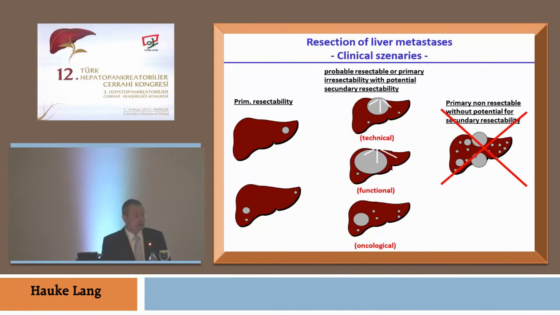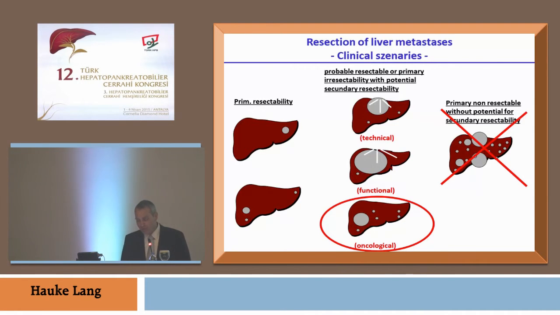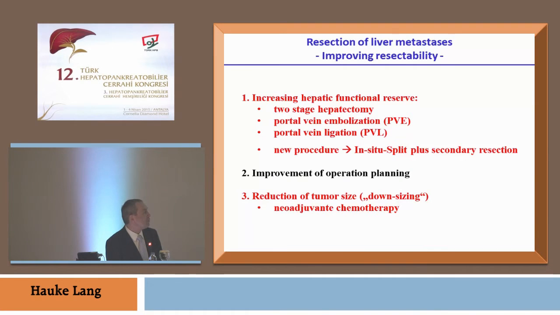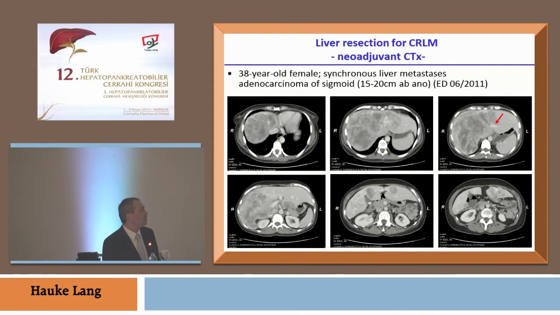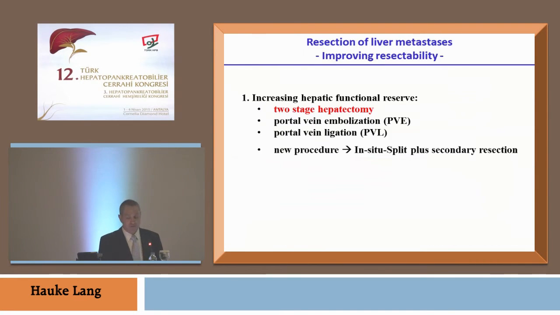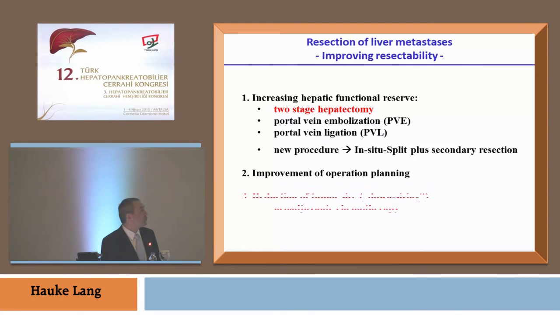Now coming to my last point, the oncologically questionably resectable tumors. If you have multiple metastases, we can resect them, but should we? And we all know that we have not only the two-stage hepatectomy, the portal vein embolization, ligation, or better operation planning, but in colorectal metastasis, we also have the reduction of tumors, the downsizing of tumors by chemotherapy. And this is very effective in colorectal metastasis. This is the case I showed you yesterday in the video. It's a large tumor bulk in the liver, downsizing by chemotherapy, then doing a secondary operation of the liver. And if you combine two-stage hepatectomy and neoadjuvant chemotherapy, you are very effective in resection of colorectal metastasis.